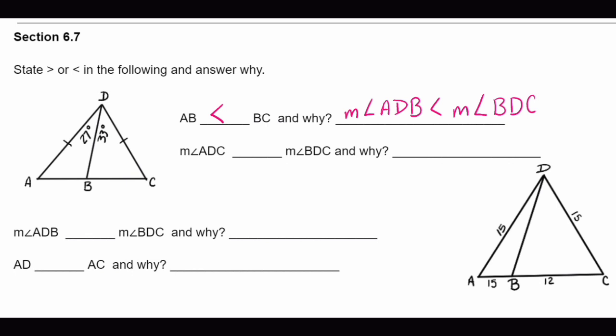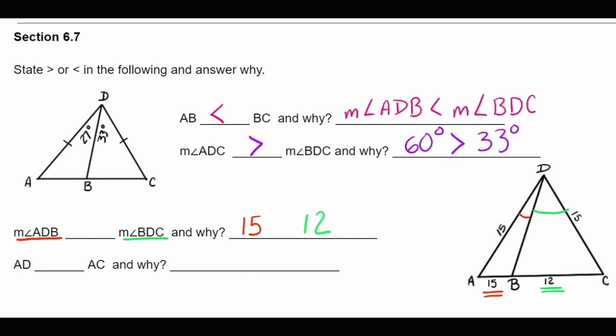This second question is really just testing if you were paying attention to what the letters mean. Green is the angle ADC, and blue is the angle BDC. So green adds together the two measurements, which gives us 60 degrees, and blue is the 33-degree angle. Well, 60 is greater than 33, so the measurement of angle ADC is greater than the measurement of angle BDC.